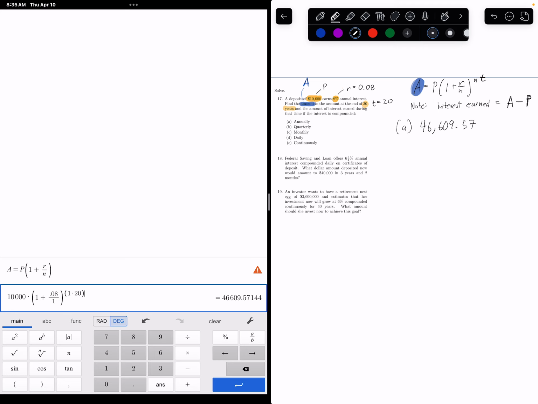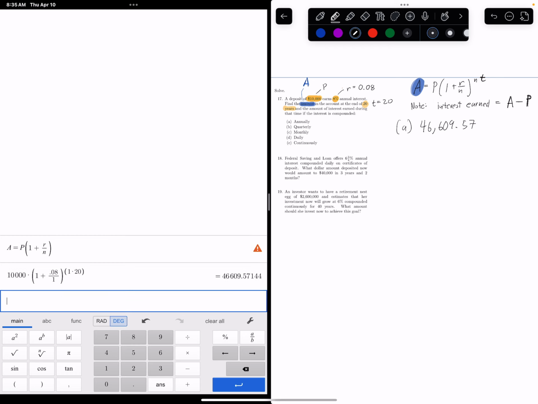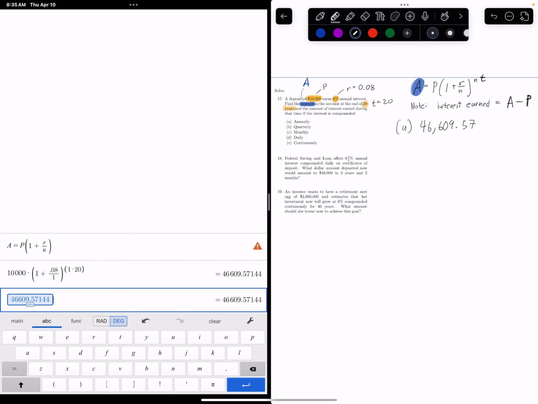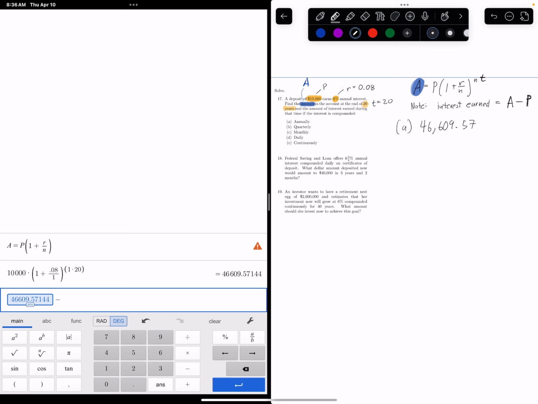And 57 cents. Okay, that's how much was the total earned. And then let's also do the answer. That answer, and we're going to subtract the initial amount of 10,000 that was invested. Okay, that was actually an easy calculation because you just reduce this first number by 1, right? So that's the total. And then reducing that by 10,000, 36,609.57 is the amount of interest earned.